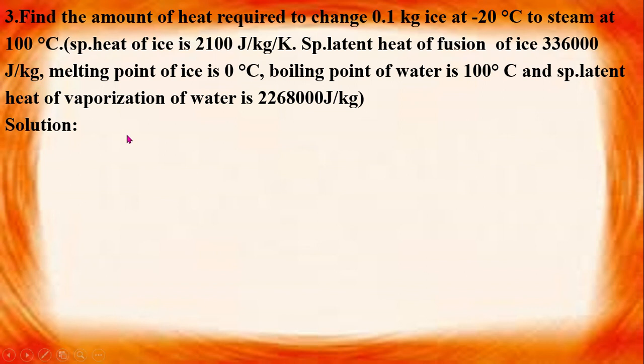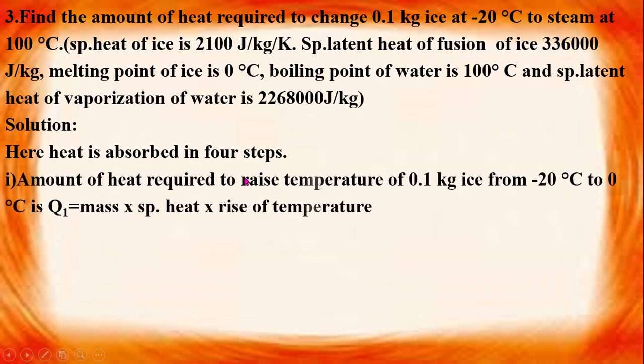So now look how I am doing this math. So here heat is absorbed in 4 steps. Look here, 0.1 kg ice at minus 20 degrees Celsius is converted into steam at 100 degrees Celsius. So here heat is absorbed in 4 steps. What are those steps? At first, the minus 20 degrees ice will reach to 0 degree ice.